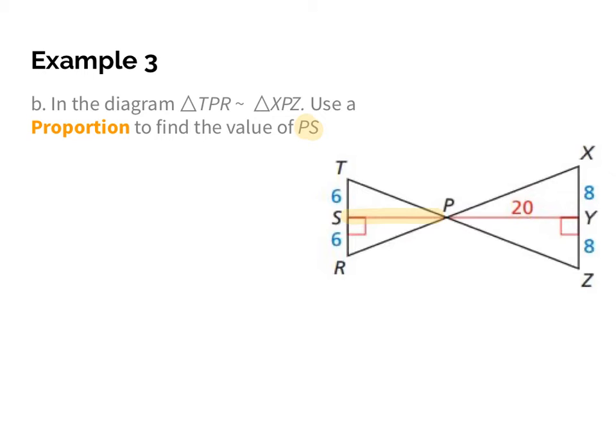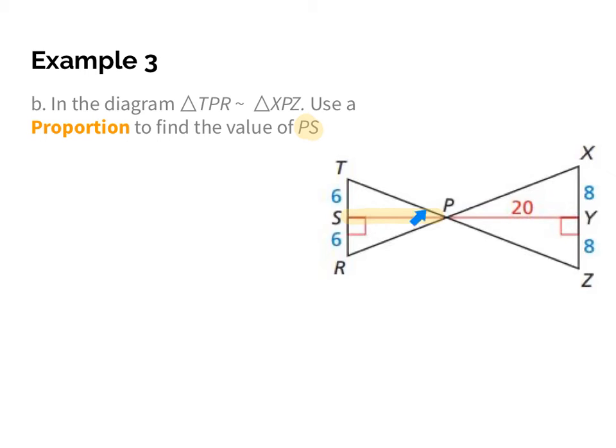Now in this one, if I look at my similarity statement, it says TPR is similar to XPZ. And I want you to notice that there is no S written in here. I have TPR, which is this triangle, compared to XPZ, which is that triangle. So this one we might have to visualize a little bit more. So I know right here that P to S is probably going to correspond with P to Y on my other triangle, okay? So again, I know that P to S is going to correspond to P to Y.